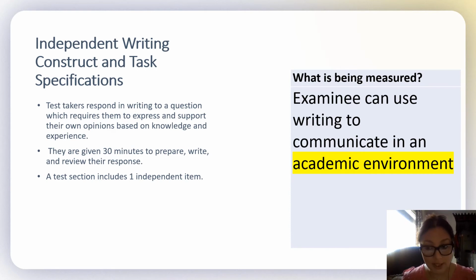And I'm trying here to set the scene for the characteristics that we're going to cover later. And the test includes only one independent item. The test also includes an integrated item where they listen to a lecture and read a passage, and they're asked to synthesize the information in writing, but that's not what we're here for today. We're here for the independent task. What's being measured is basically the test taker's ability to write in an academic environment. And by academic, we mean first-year university students or graduate students in English-speaking universities.